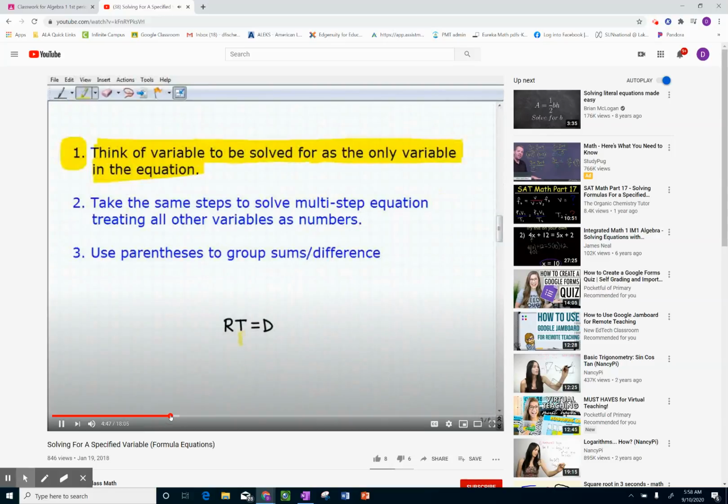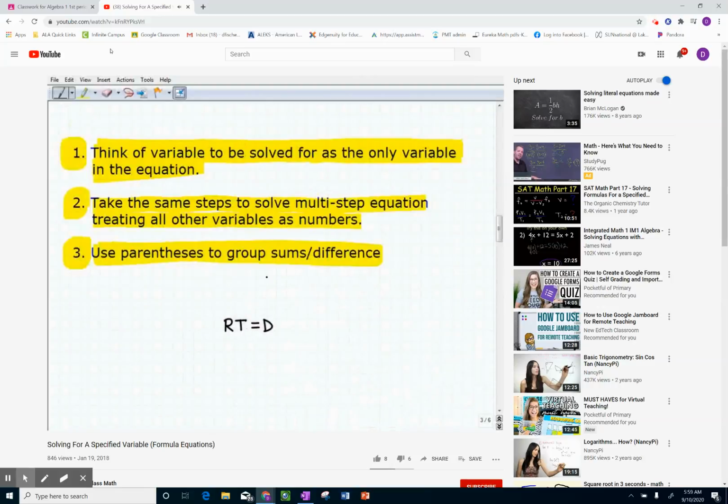If I'm solving for T in this equation here, I want to think of R and D as numbers. The second thing is you need to take the same steps as you would take if you were solving a multi-step equation, treating all other variables, with the exception of the variable you're solving for, as numbers. Then last but not least, you want to use parentheses to group sums or differences, and we'll talk about that when we encounter it. You get the idea. An example.